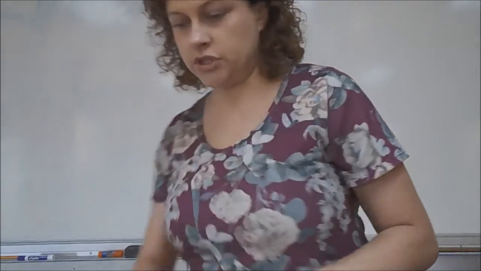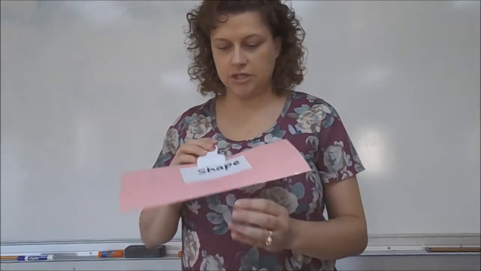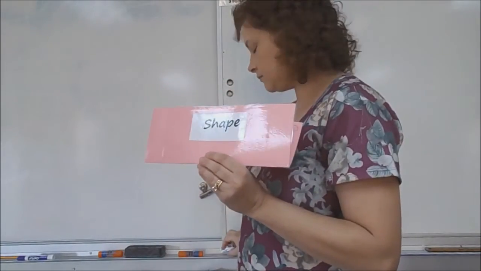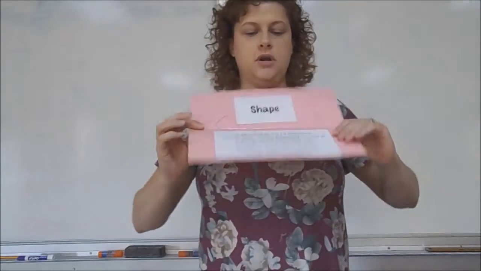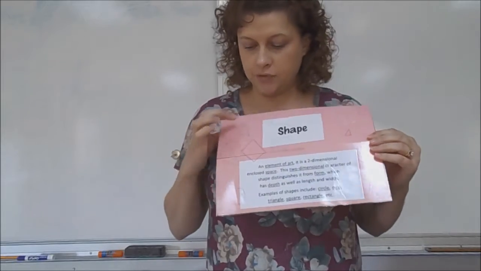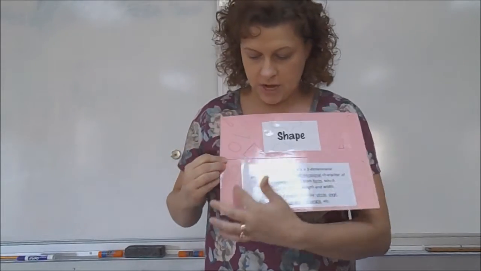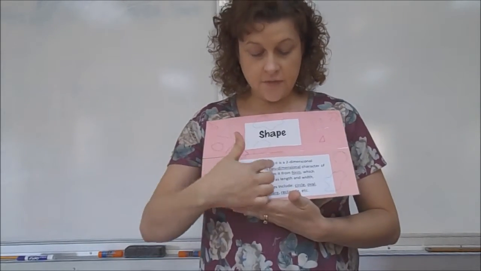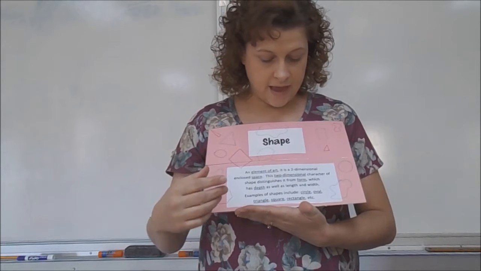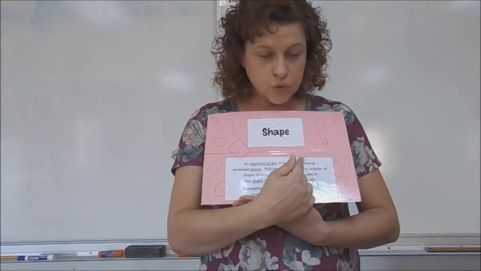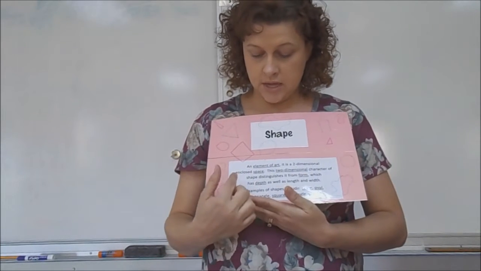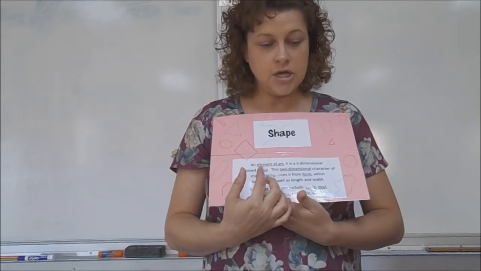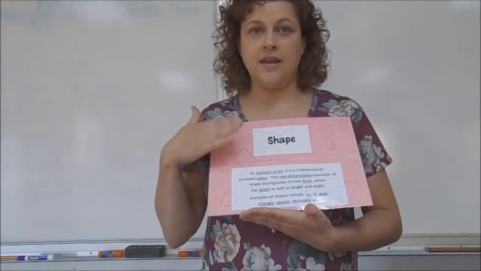So, for shape, let's take a look at a definition. Okay? So if we flip open this card here, we have drawings or examples of shapes all around it, and we have the written definition here. It's an element of art. I already talked to you about that. It is a 2-dimensional enclosed space. So it's flat. It doesn't have any depth.